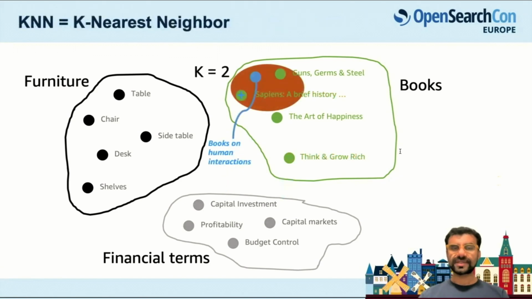We also want to specify how many similar neighbors have been found, also referred to as K, hence the term K nearest neighbors. For example, for the user search in the blue text, a setting of K equal to 2 returns the books Guns, Germs, and Steel and Sapiens. If, however, the K value were 3, the Art of Happiness would also be returned. So next, let's try to understand how OpenSearch measures distance between vectors.